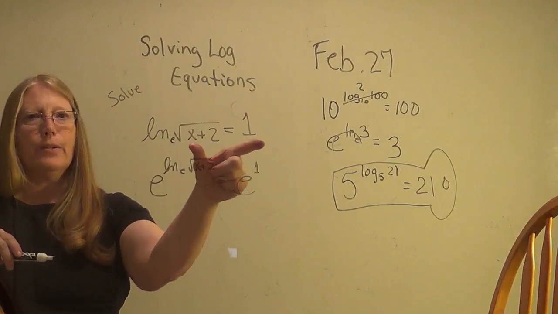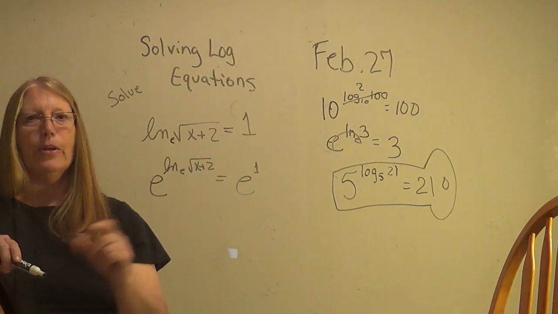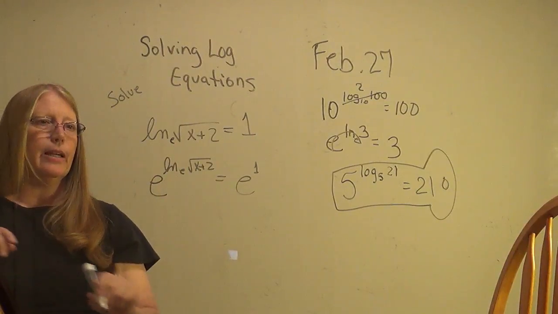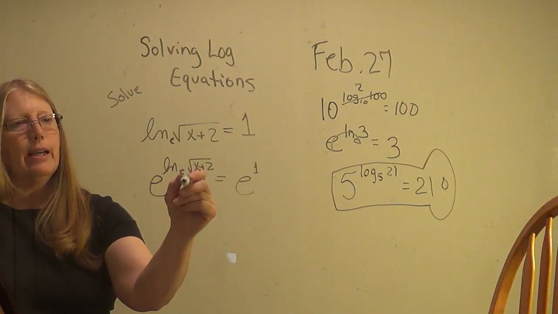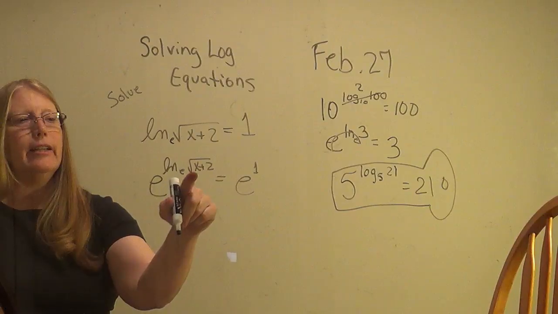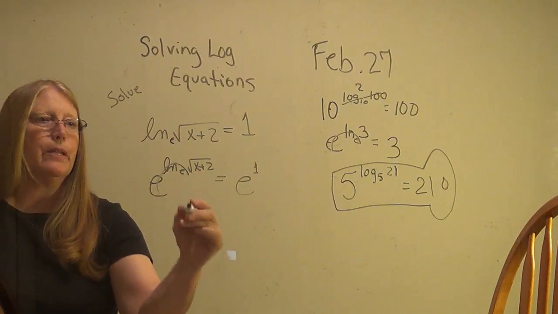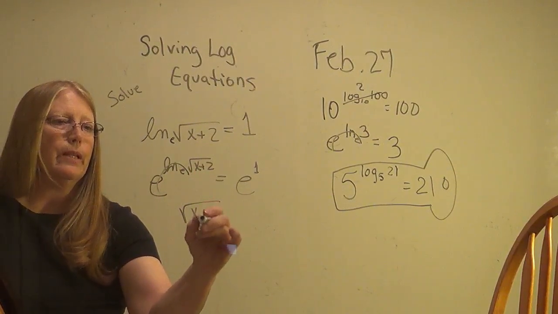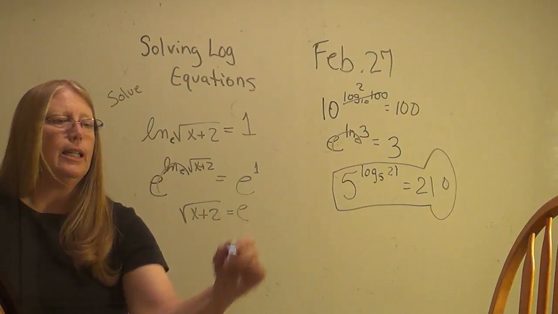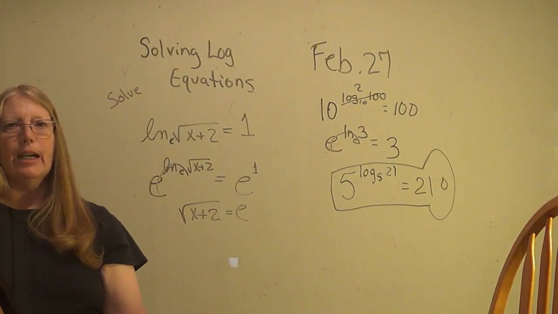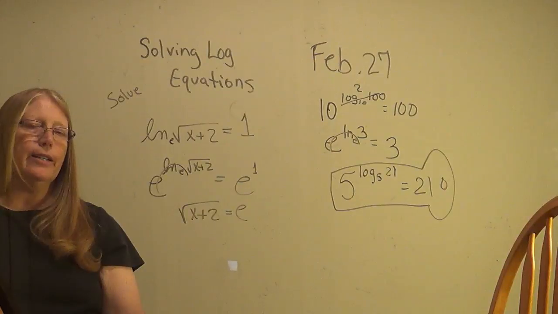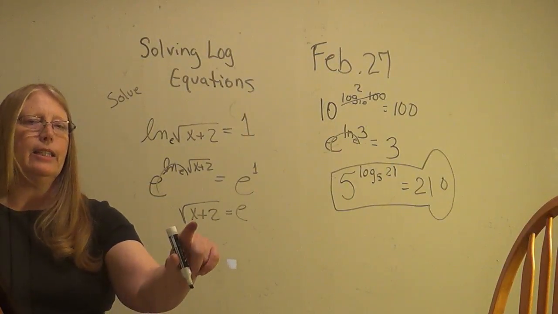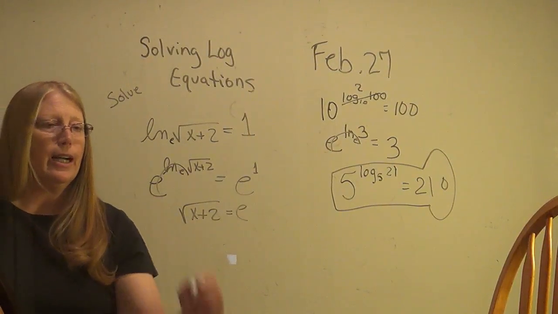These became exponents on the e. So now this, what is e raised to the ln base e of the square root of x plus 2? It's x plus 2 equals e. We're almost there. We just have to peel a few more onion layers off to get down to the x. Square both sides.